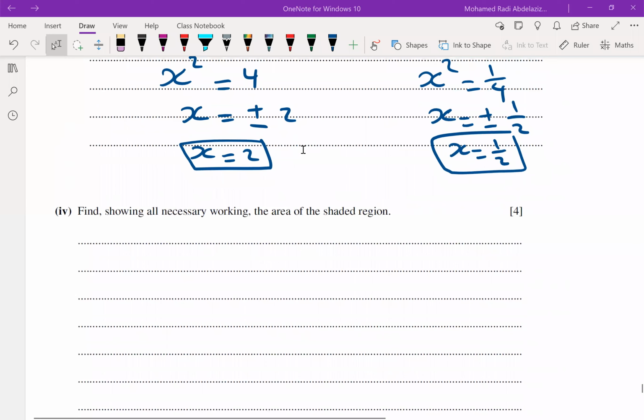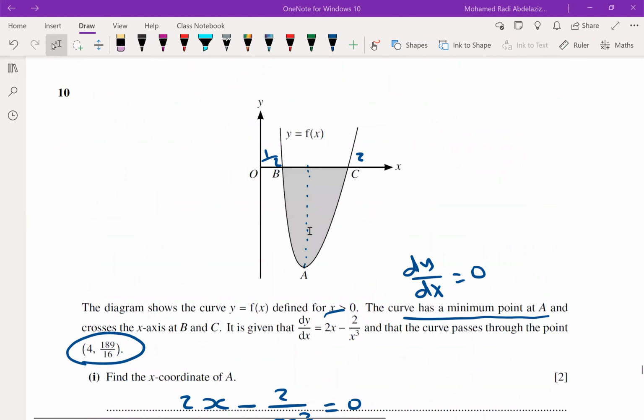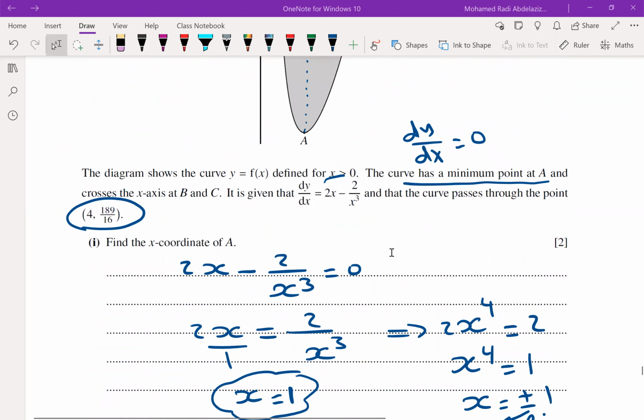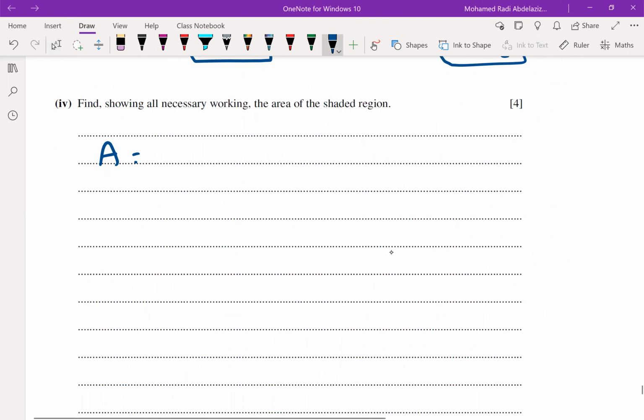Part 4, he asked to get the area of the shaded region by using integration. You can integrate from B to C, from half to 2. Your answer will be negative, so don't forget to change it to a positive value to represent the area. Now let us start to integrate. The area under the curve and the x-axis is the integral between the limits of f of x dx, or y dx.